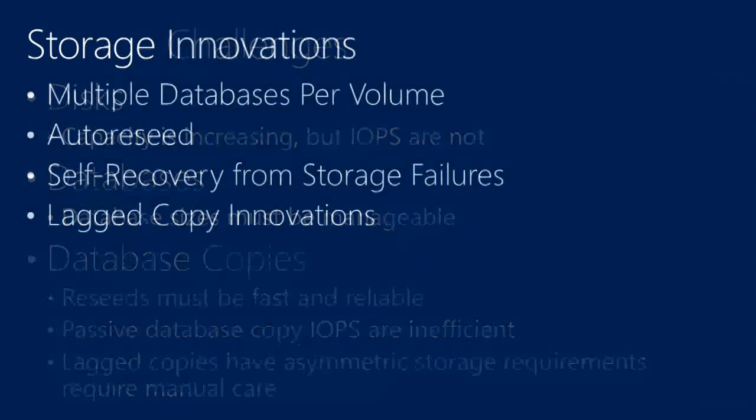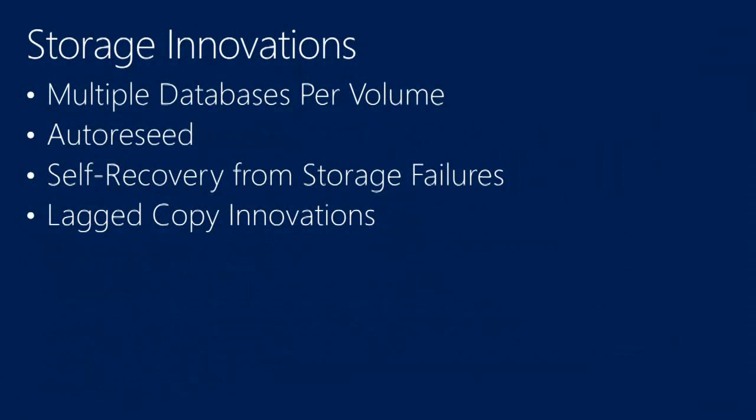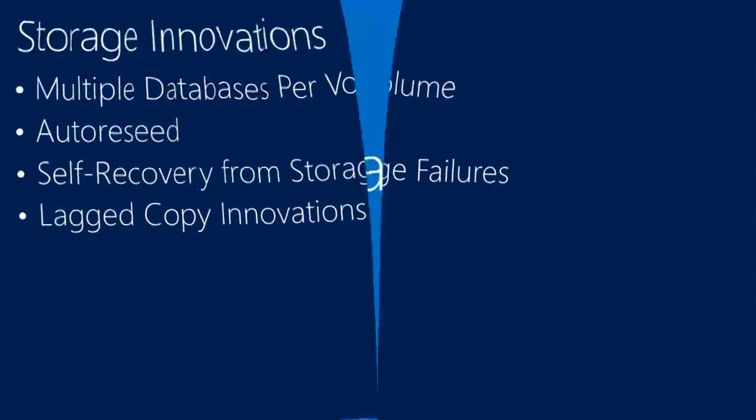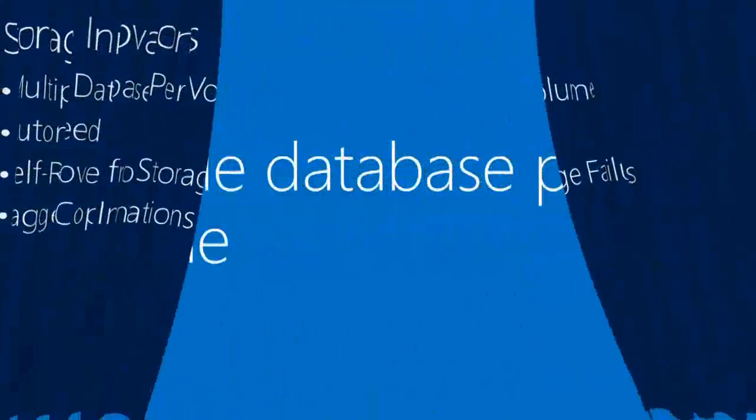So in addressing these solutions, we came up with some storage innovations, and that's what I'm going to be talking to you about in this first part of the presentation. We're going to talk about a feature called multiple databases per volume. We'll talk about a feature called auto reseed. We'll also talk about some of the self-recovery behaviors that Exchange has built in to help protect itself from storage-related failures. And then we'll talk about some innovations we've done around lag copies as well. But let's start with the first one, multiple databases per volume.